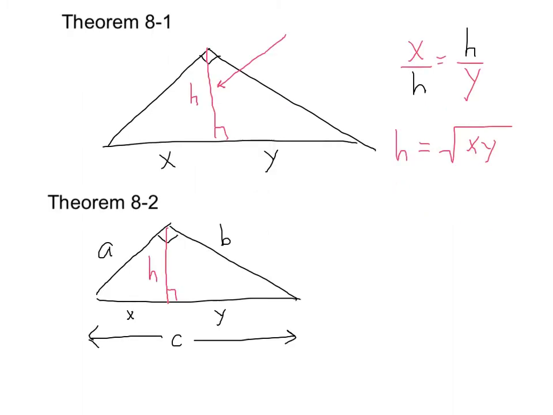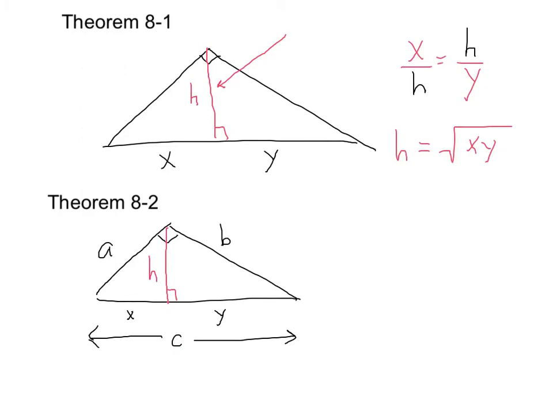Now, theorem 8.2 uses a few more pieces of this right triangle. So let's first of all look at the whole right triangle. In this case, we have a leg A, a leg B, and a hypotenuse C. Now that is of the entire big right triangle. Leg A, leg B, hypotenuse C.